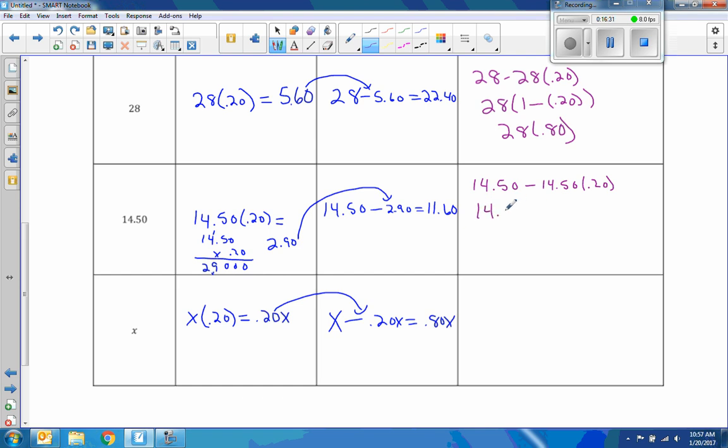Distributive property, or factoring I should say, we're going the other way. Factor out 14.50. 14.50 divided by 14.50 is 1. Here we have to write the 1, so we don't put nothing. That just means 0, so 14.50 times 0 is not 14.50. We have to have a 1 there. Minus 1 times 0.20, which is 1. Simplify by doing the operation in the parentheses.